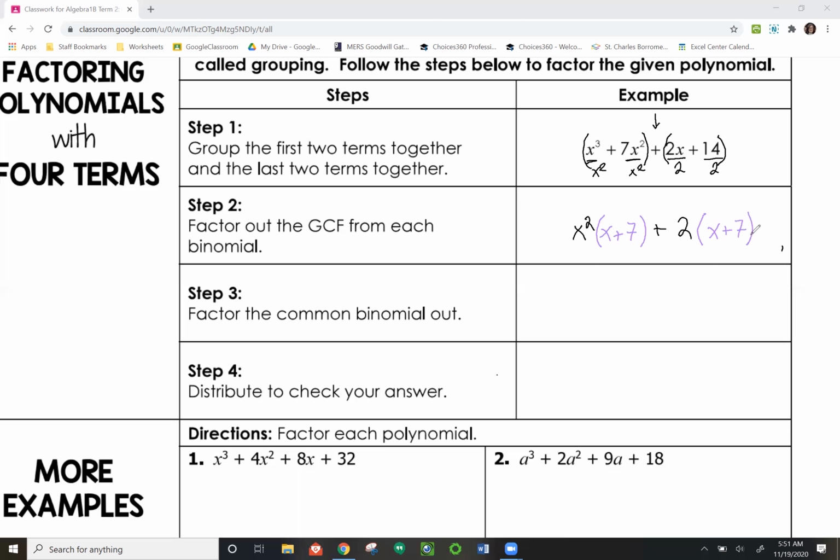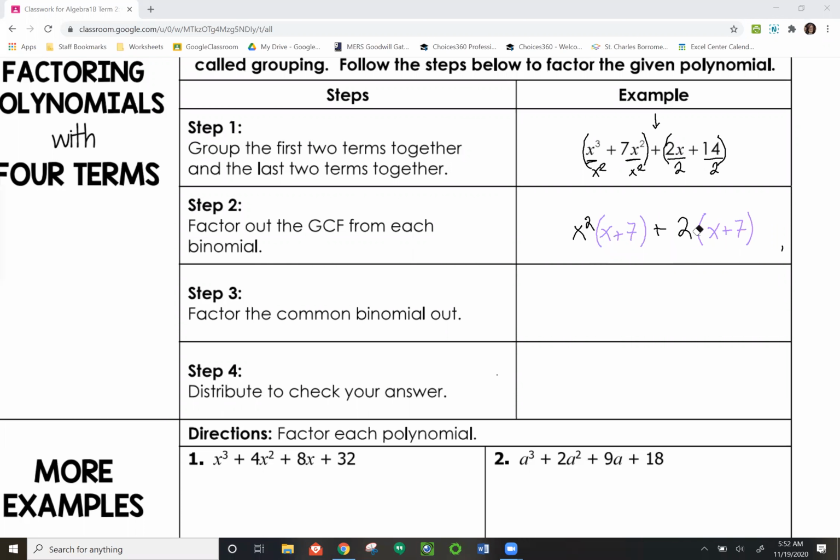Okay, so what did I do? I split my expression into two separate expressions almost, and I identified and factored out a greatest common factor from each binomial. Now we have two different terms here. I've got this guy and I've got this guy. Those are my two terms in this whole expression. So I want to see what I can factor out of there. What factor do they have in common?